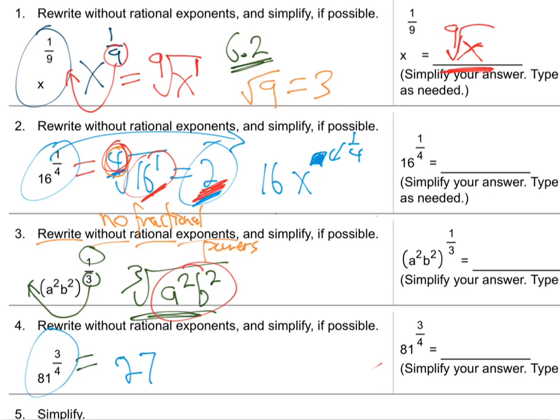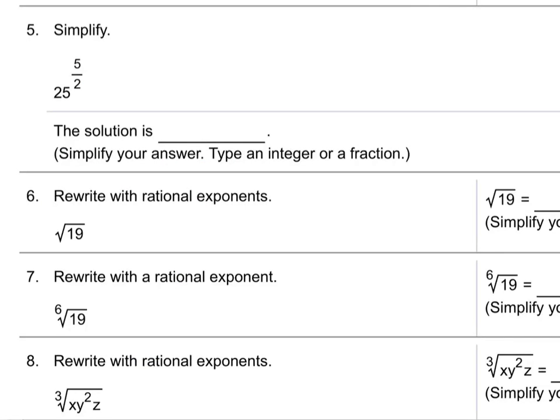All right, so it looks like we're all on board. You can do those directly. So if it's pure numbers, like number 2 and number 4, pure numbers, just use your calculator. Okay, so try number 5 straight on your calculator.